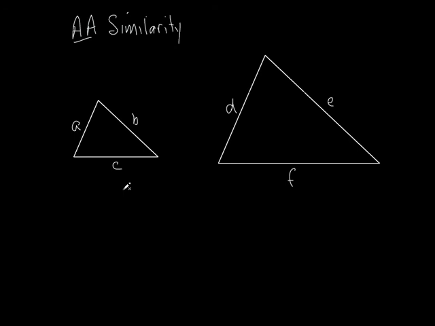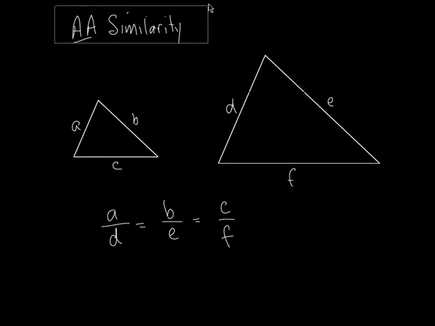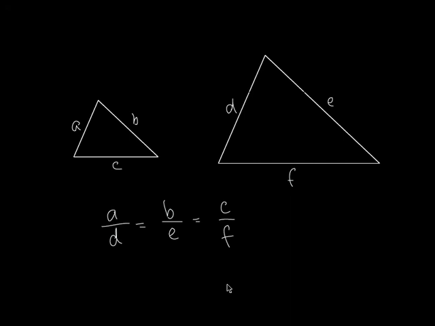But here's what I do know. They told me that A over D equals B over E, which equals what? C over F. That's what they told me. They didn't say anything about the angles at all. They didn't tell me that side A is equal to side D, did they? They didn't tell me that side B is equal to side E. They told me that the ratio of the sides are equal to each other. That means they're in proportion.